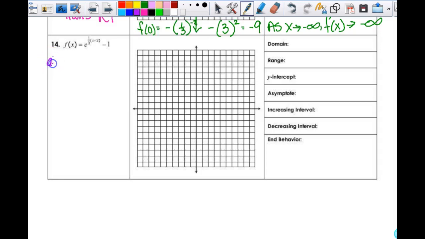What is your parent function here? Good. It's e to the power of x. Then my transformations, so there's nothing in front of the e there. This 1/3 is going to be a what?